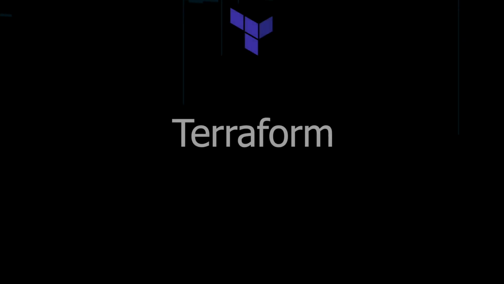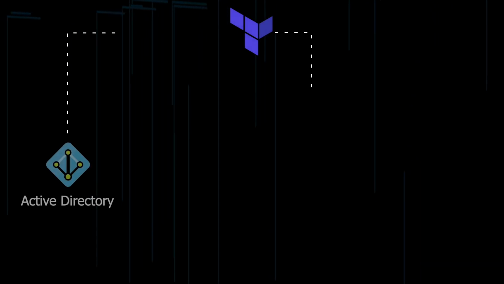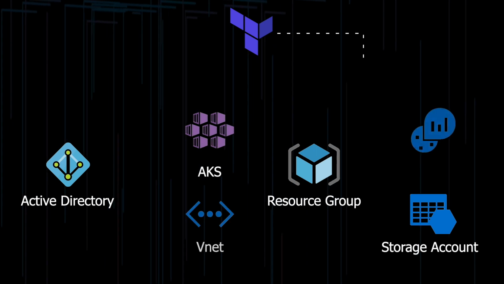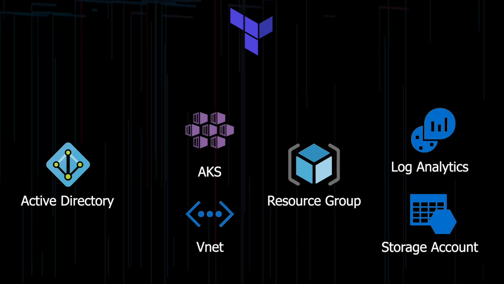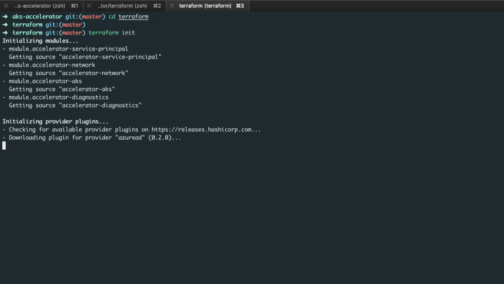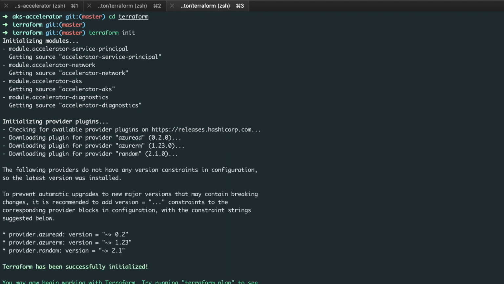We have a lot of resources to create, so we'll use Terraform. Make an Active Directory Service Principal, resource group, storage account with log analytics, AKS itself, and a virtual network. The first thing that we ask Terraform to do is init, which will download any providers and modules that we need to actually implement our infrastructure.